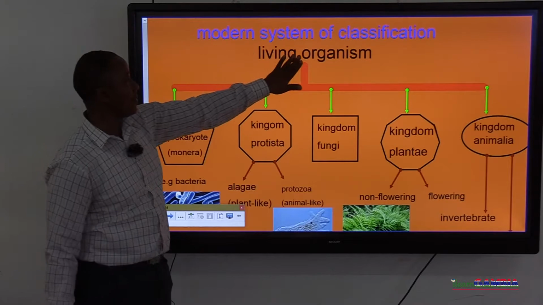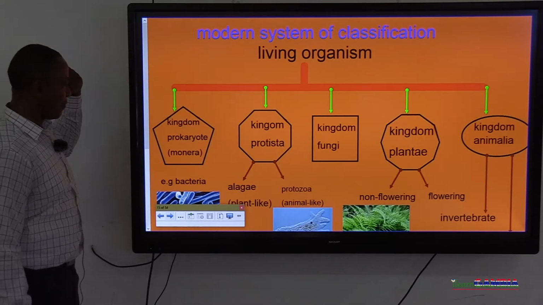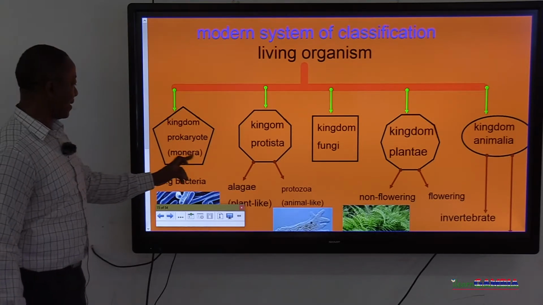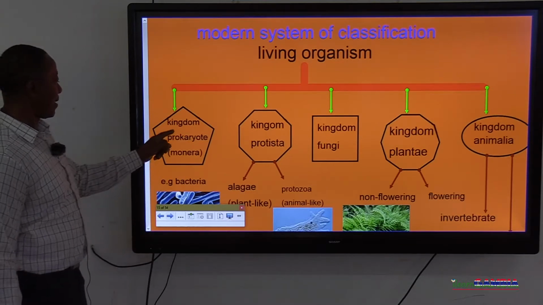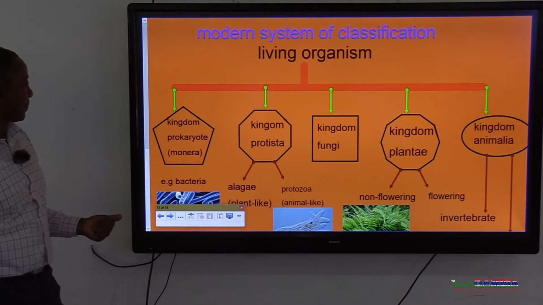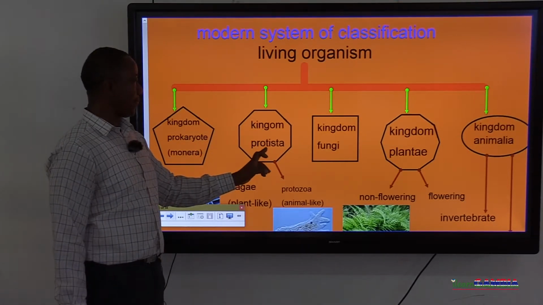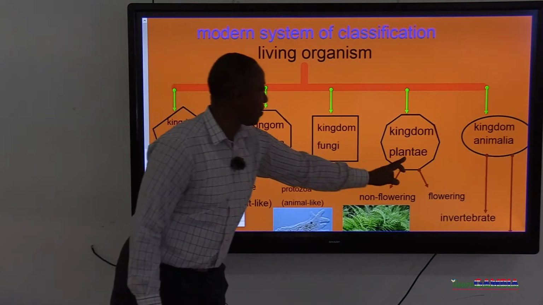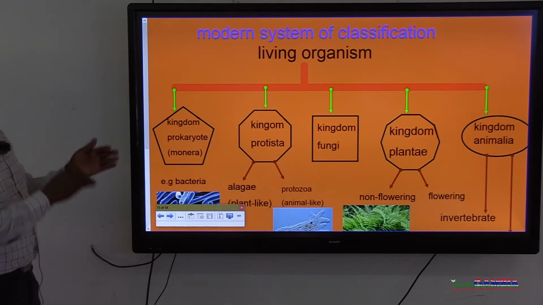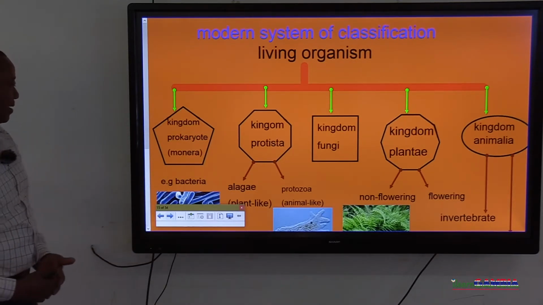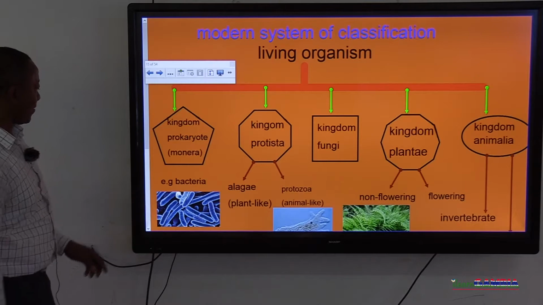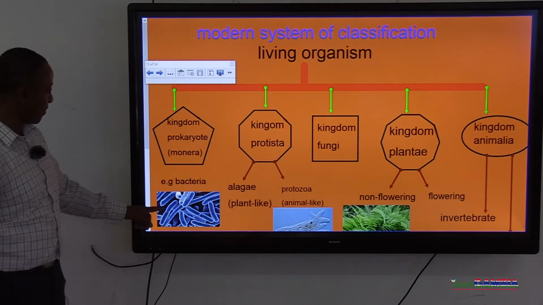So here we have the living organism, and in one of our lessons we said you have the kingdom Monerans or prokaryote. Prokaryotes are organisms that don't have a true nucleus. And then you have the kingdom Protista, kingdom Fungi, kingdom Plantae, and the kingdom Animalia. Now each of these is further divided or subdivided into smaller groups.